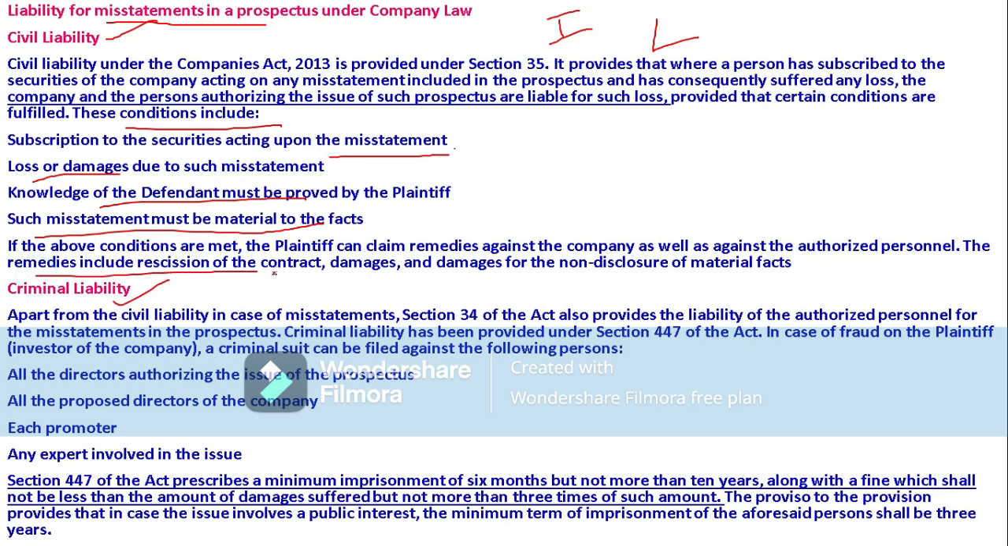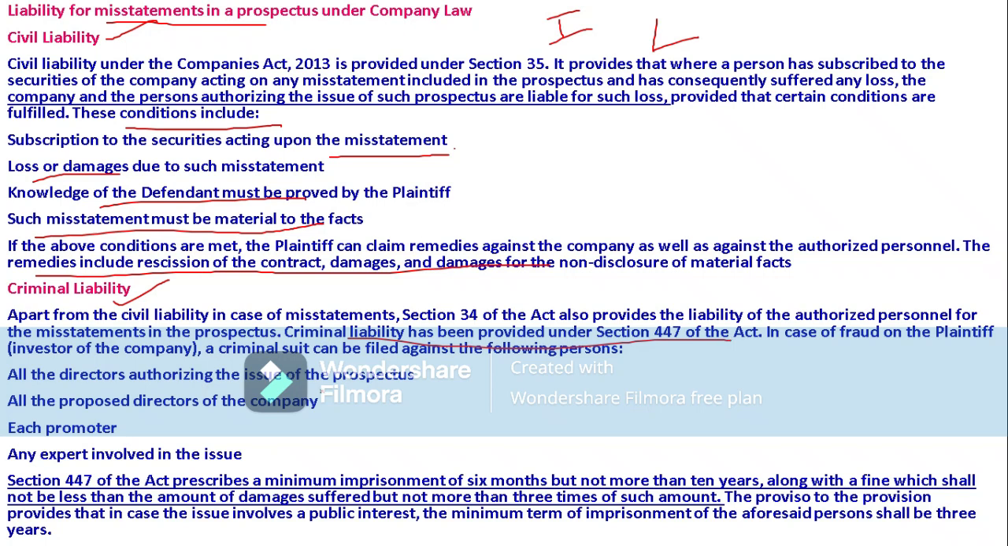If we see the remedies, here remedies include rescission of contract or damages for the non-disclosure of material facts. The investor can seek rescission of the contract, or else claim damages for the non-disclosure of material facts. Next, criminal liability has been provided under section 447 of the act.